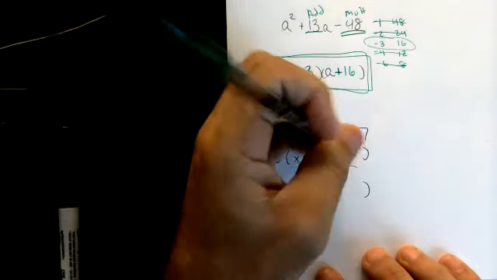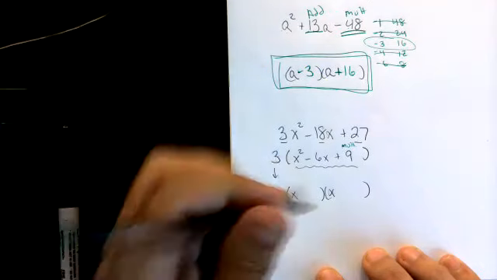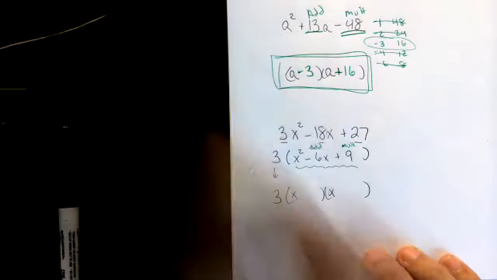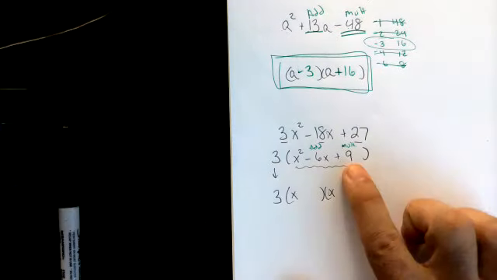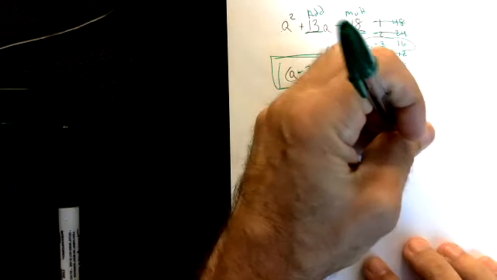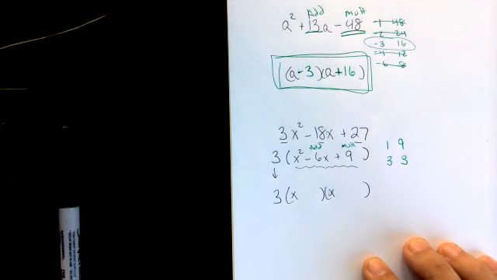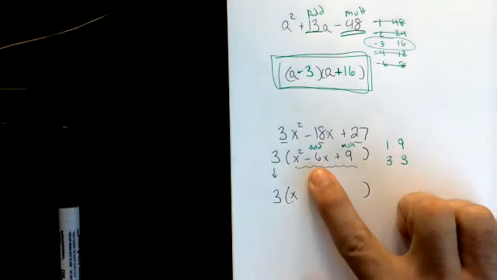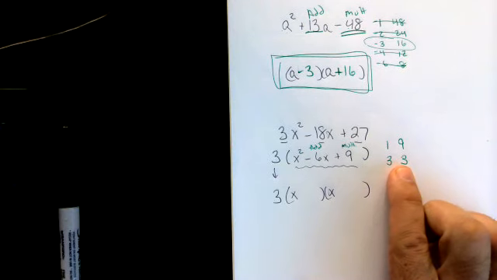And again, then I'm looking for two numbers that multiply to get positive 9, that add to get negative 6. Okay, multiply to get 9 is 1 and 9, or 3 and 3. But wait a minute, we need to add this to get a negative 6. 1 plus 9 is 10, 3 plus 3 is positive 6. So that doesn't quite work.